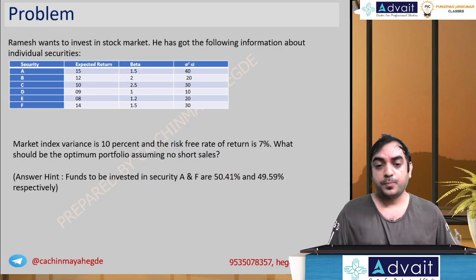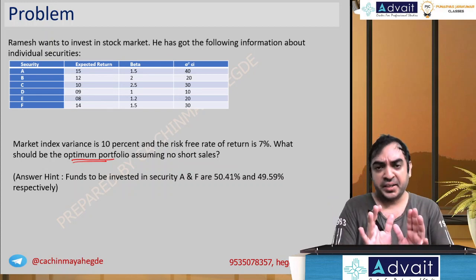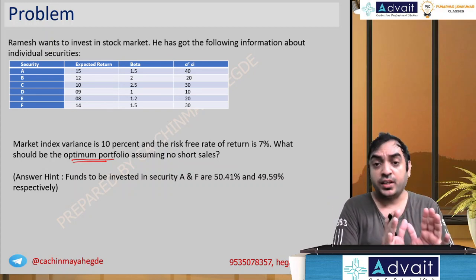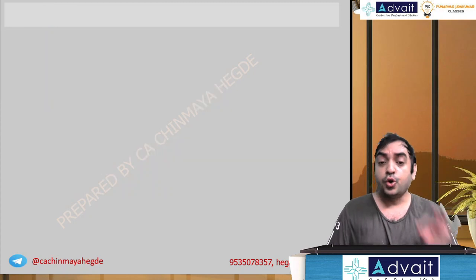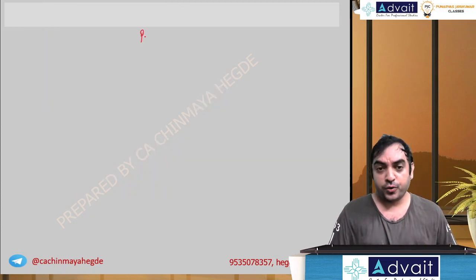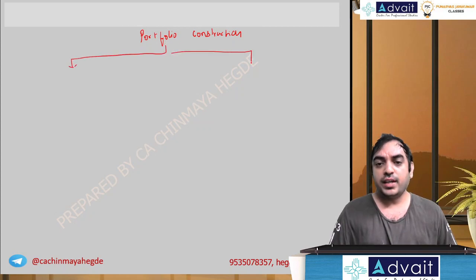What we require? We have to give the optimum portfolio. What will the portfolio contain? Portfolio will contain a certain number of securities in certain weights. So what we have to calculate, portfolio construction comprises two elements which we have to find out. First element, securities or the shares. I will say securities selection.